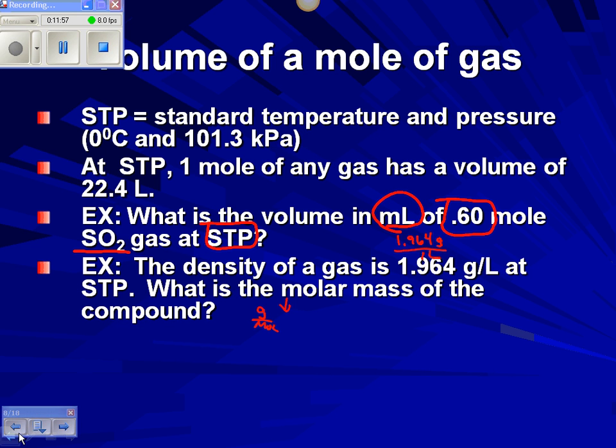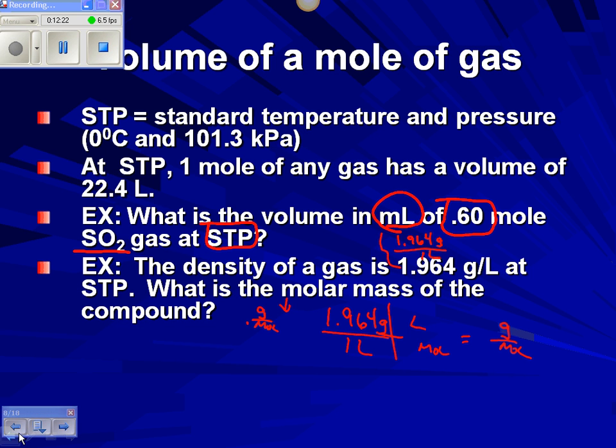So if I look at what I have here as my label, I just need to get rid of the denominator label of liters and get it into moles. So 1.964 grams over 1 liter. I need to get rid of the label liters, grams per liter. I need to get rid of that label liter and get it to moles. That will give me a label of grams per mole.